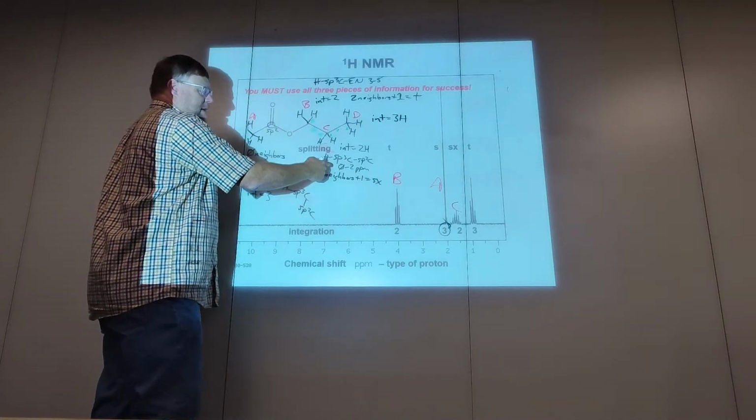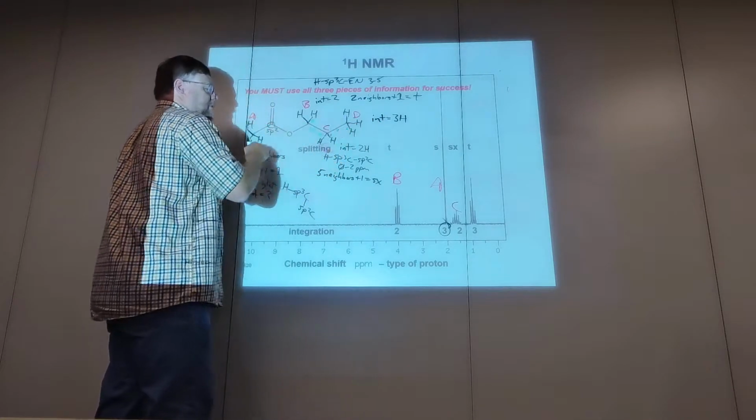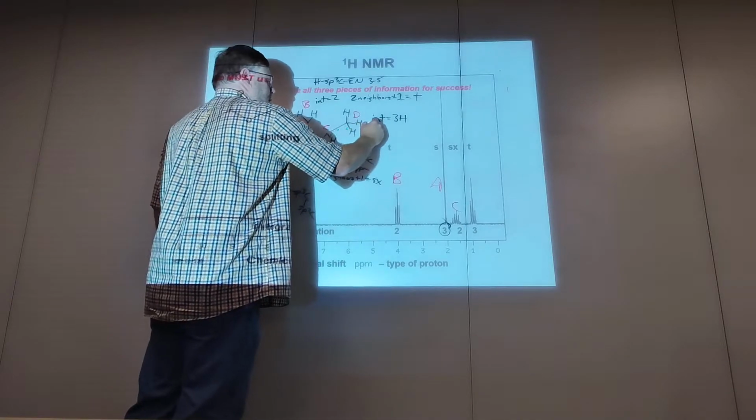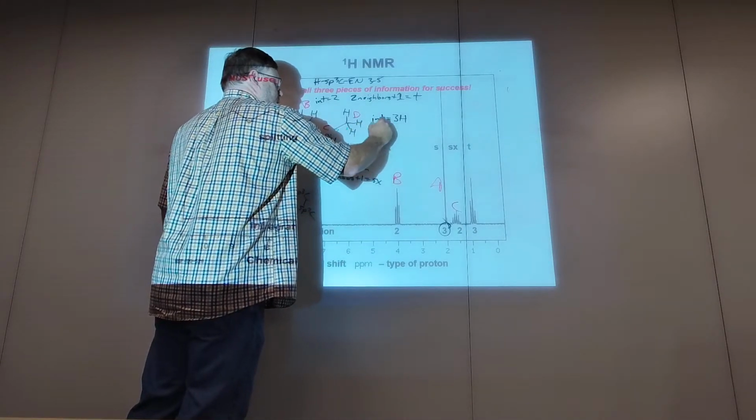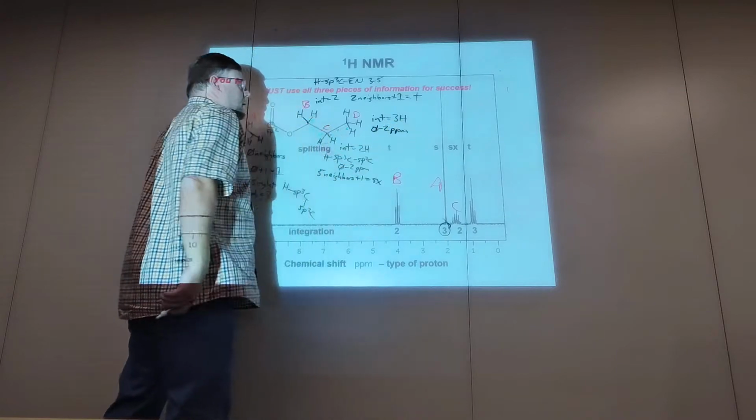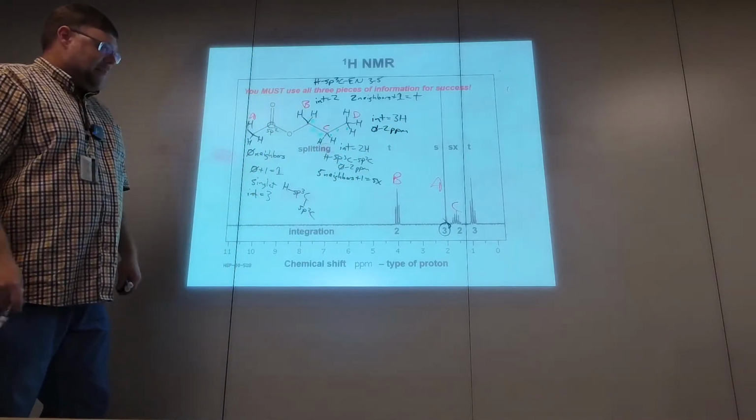Chemical environment is going to be the same here, right? Protons on an sp3 carbon bonded to an sp3 carbon. So 0 to 2 parts per million. And now how many neighbors does D have?